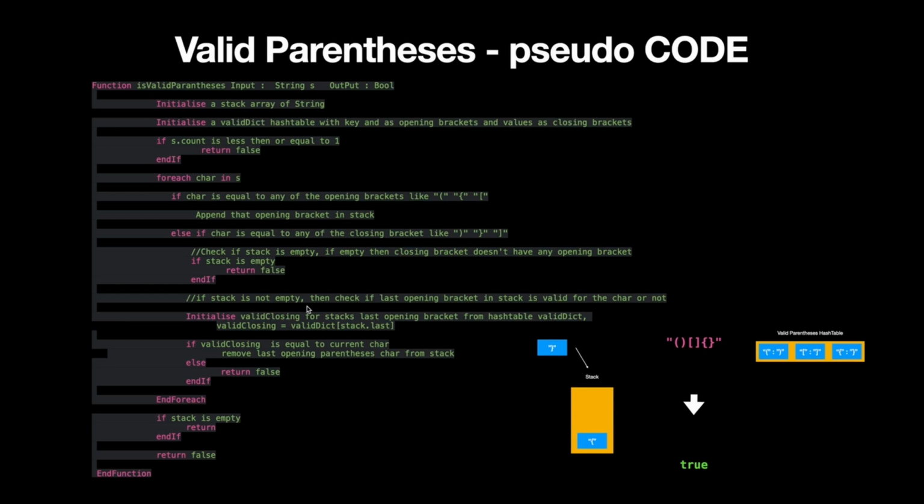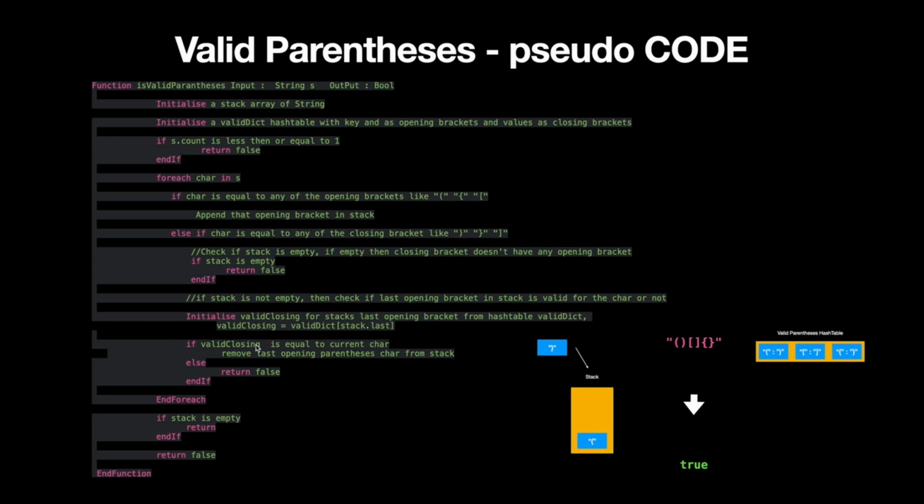We will say if the stack is not empty, it has something, then we will check the last character in the stack, right? And we will get the valid closing bracket of this last character. So the last character would be an opening bracket only, so we will check the valid closing bracket of this last character in the stack, and we will compare it with the current closing bracket. If it is equal, then we'll pop the last item in the stack, right? So we'll remove it.